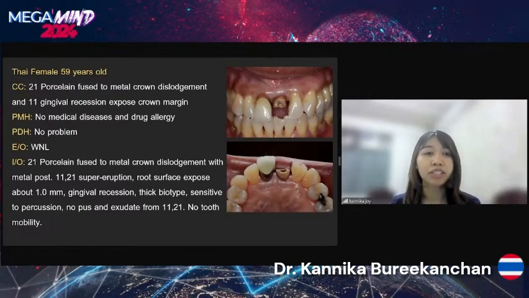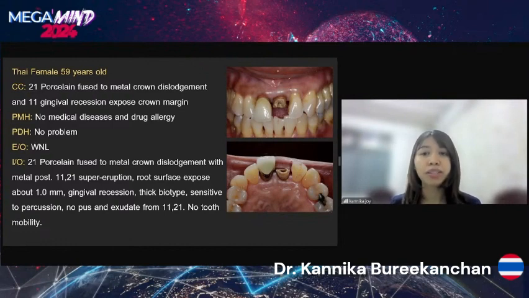The patient came with a chief complaint of tooth 21 porcelain fused to metal crown dislodgement, and tooth 11 gingival recession exposing the crown margin. The patient denied any medical disease and drug allergy. There is no problem with previous dental treatment.